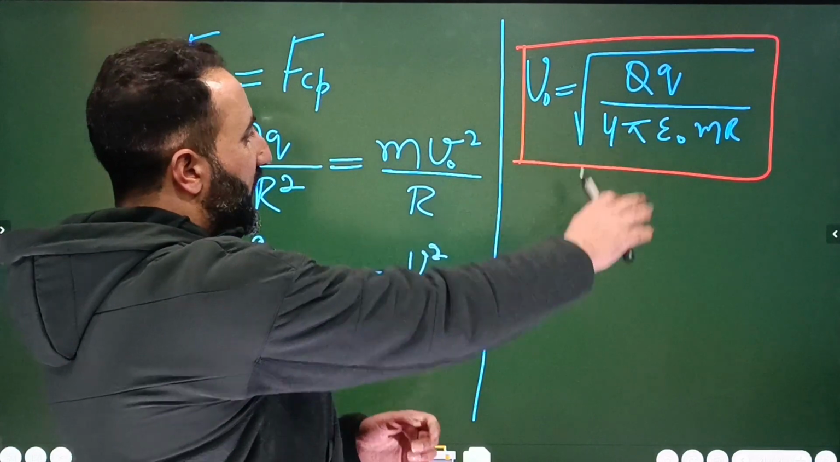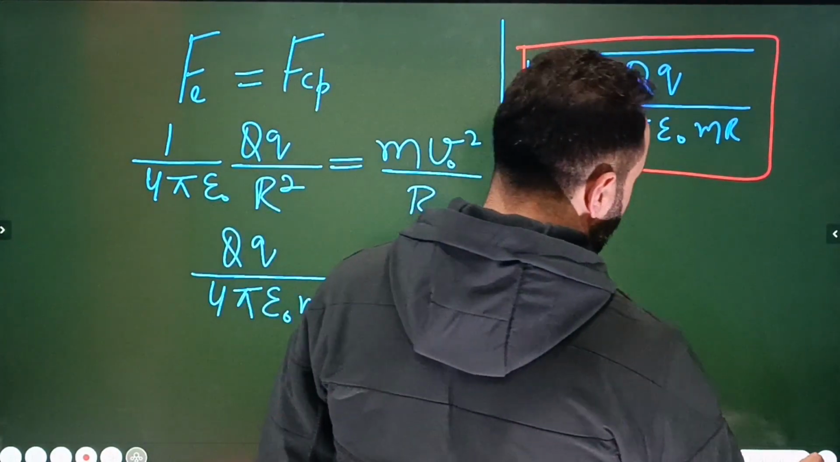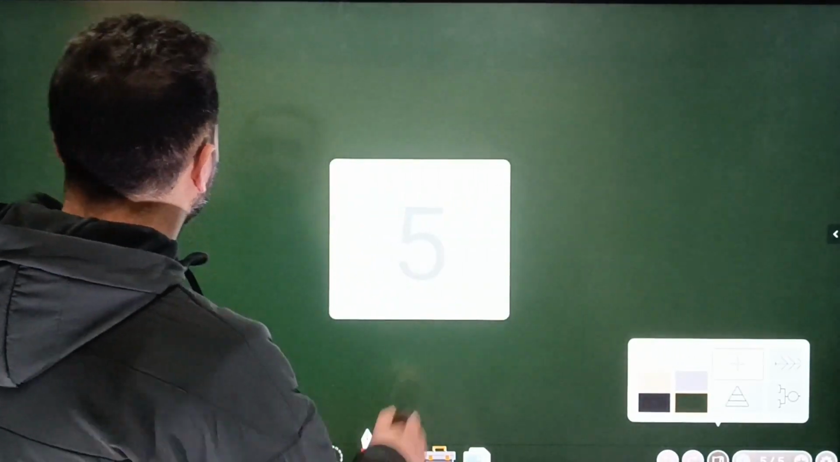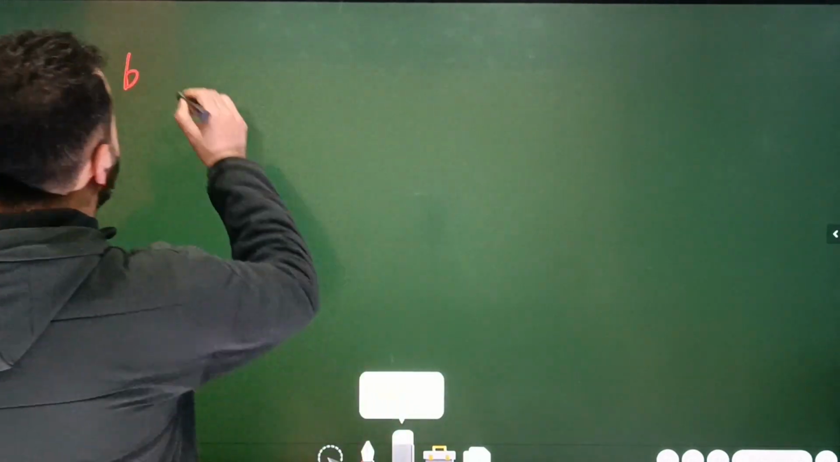So we are done with the orbital velocity. Now what we have to calculate next is the b part, that is the time period. Okay, so let's calculate the time period.